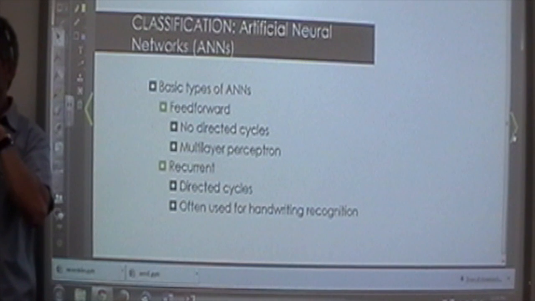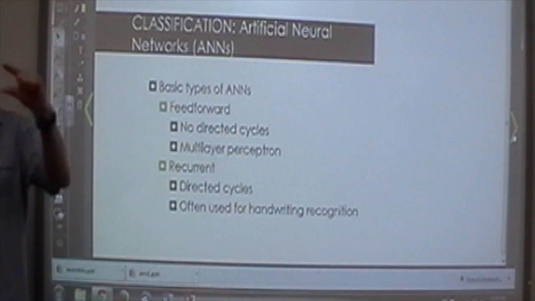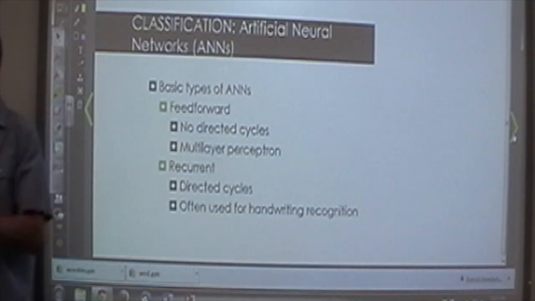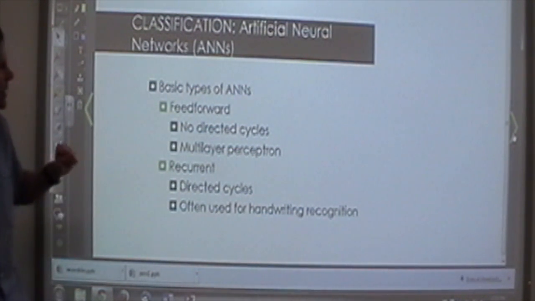No, I understand. It only goes one direction. You're not going to get a circle happening. There's basically no feedback mechanism. An example of that is the multi-layer perceptron.